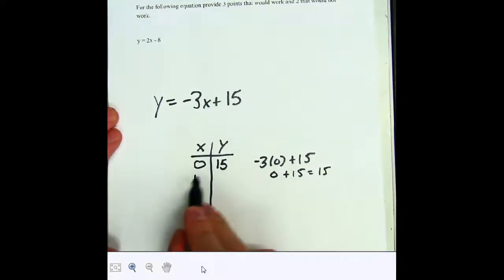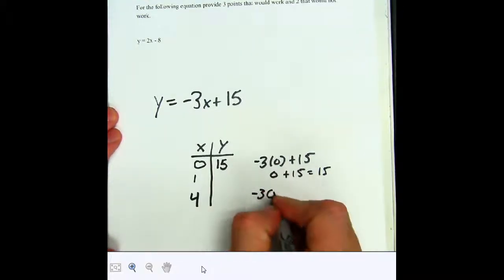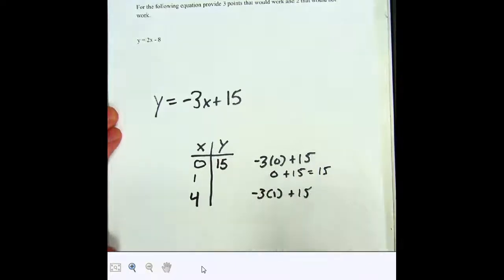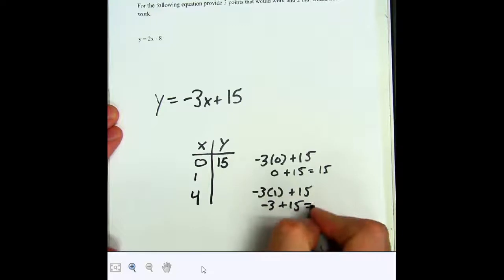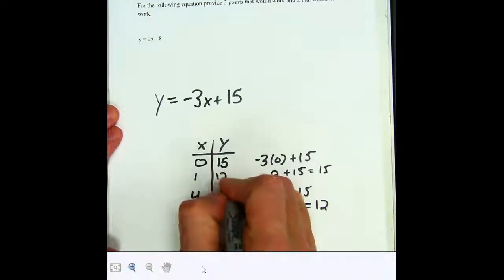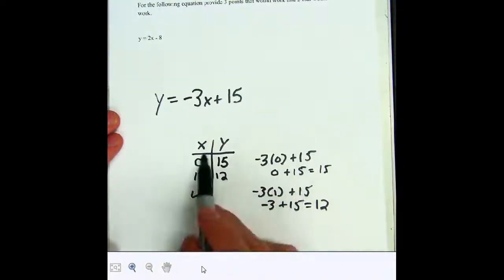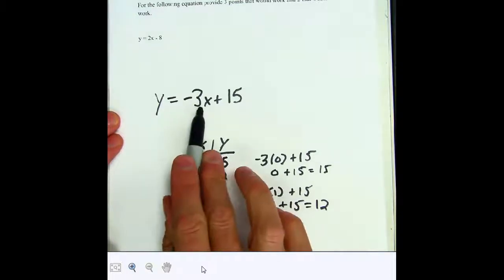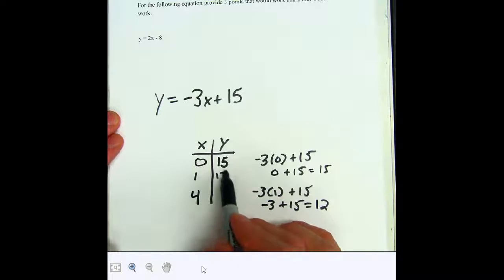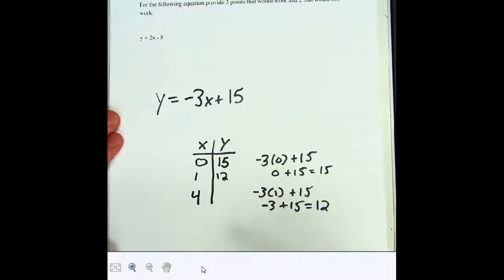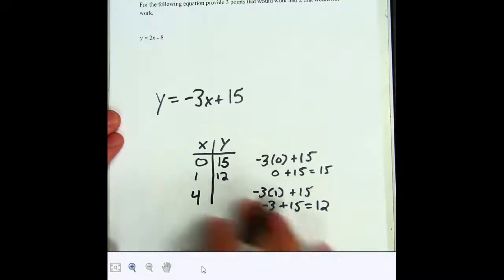So now I plug in 1. I could do negative 3 times 1 plus 15. So that's negative 3 plus 15. Negative 3 plus 15 equals 12. That's 12. Now the other way you could do that is if you're going up by 1, you know that's the slope. For every 1, it goes down negative 3. So I said 15 minus 3 is 12. You can continue the pattern if you wanted to keep going, so it's not that hard.